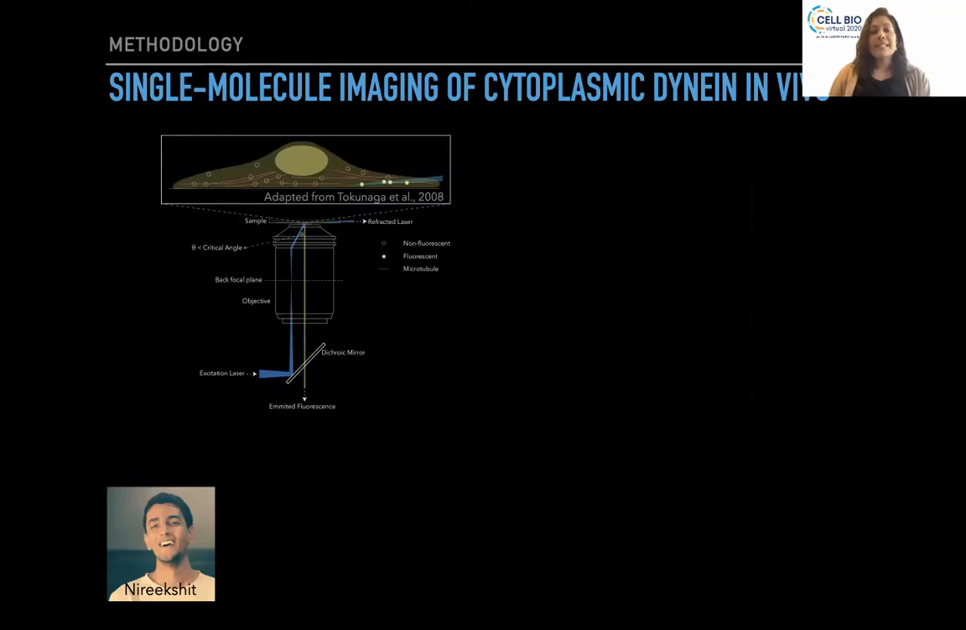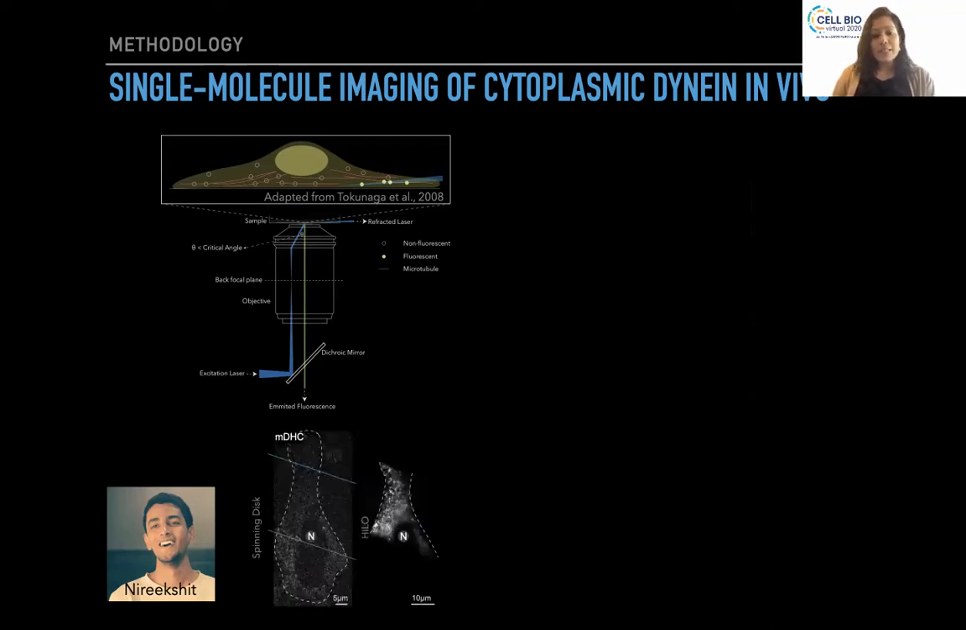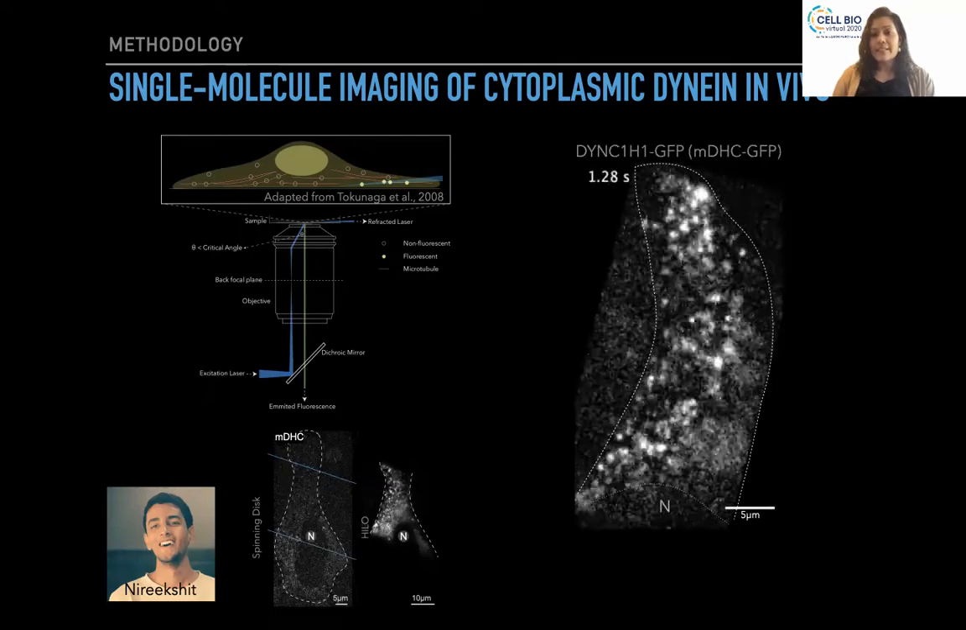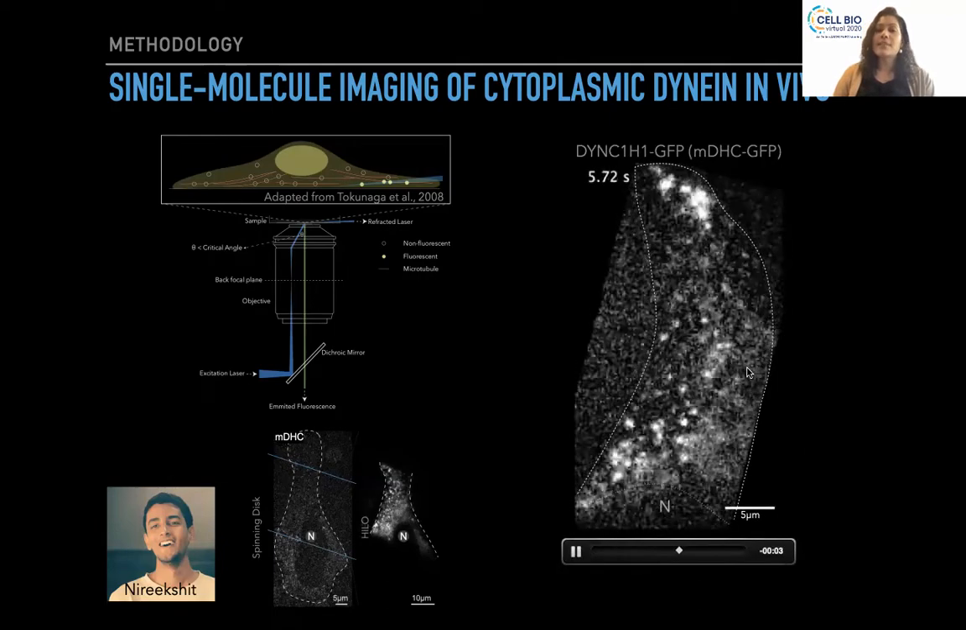To answer this question, Nirikshit, who was a graduate student in the lab, went ahead and optimized highly inclined and laminated optical sheet microscopy for visualizing single molecules of dynein in living HeLa cells. So these are dynein heavy chains tagged with GFP.